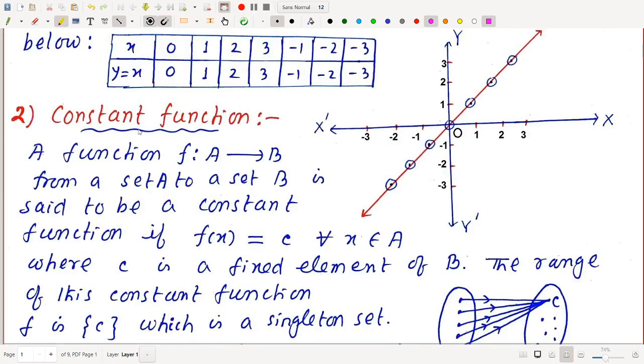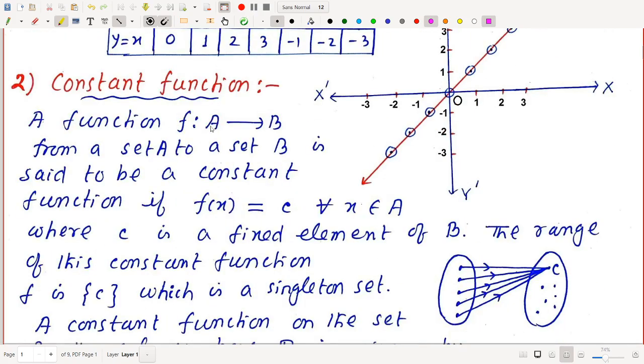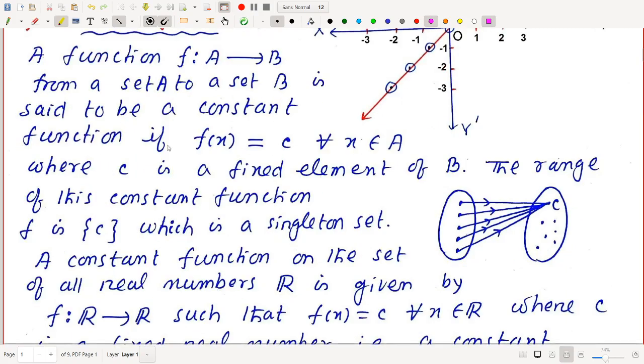Second function we consider is constant function. A function f from a set A to a set B is said to be a constant function if f of x equal to c for all x belongs to capital A. That means image of all the elements of the domain is a single element. You can denote it by C, K, lambda, anything. We have written here C.